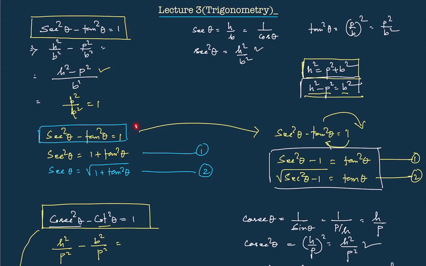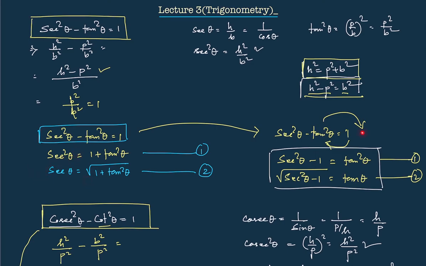From this formula we can derive many other formulas. Sec square theta is equal to, if we bring this tan square theta to the right hand side, 1 plus tan square theta. So what is sec theta? Take the square root on both sides. Sec theta is equal to square root of 1 plus tan square theta. This is one formula you should remember.